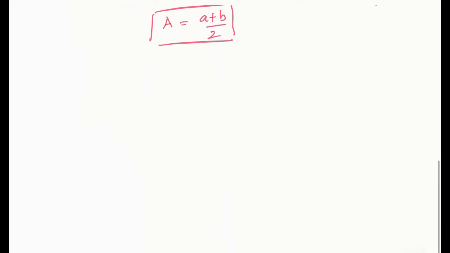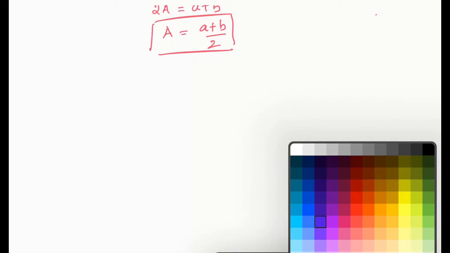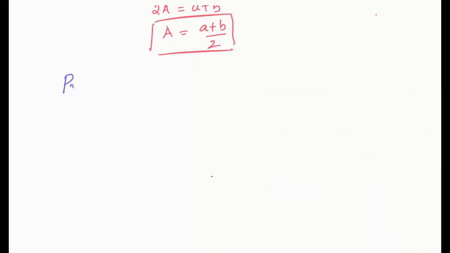Now we have few properties of AP. Okay. Let us discuss the properties of AP. So let me discuss the property number 1. What is the property 1? Property 1 tells that if the same fixed non-zero number is added or subtracted from each term of an AP, the resulting sequence is also an AP. That is, same fixed number.